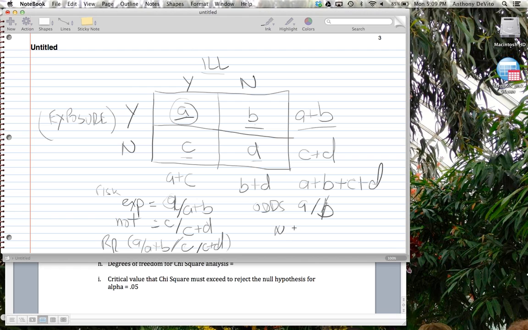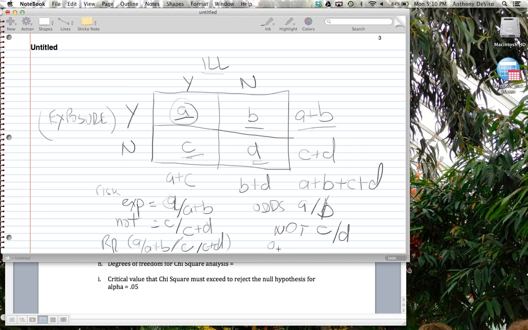Okay, our odds for people not exposed are going to be C over D. So if there are 10 people in this group, one of them became ill, 9 of them didn't, for a total of 10 people. Well, then the risk of illness for this particular group is going to be 1/10, right? But the odds are going to be 1/9, or 1 to 9. So we get a slightly different number, but in general, these numbers are pretty similar.